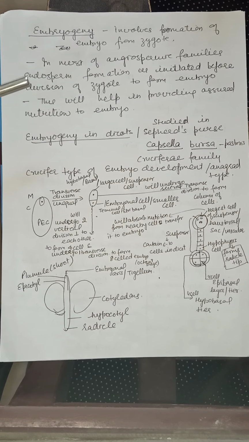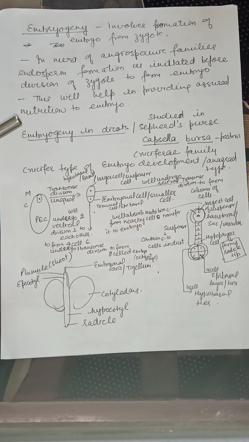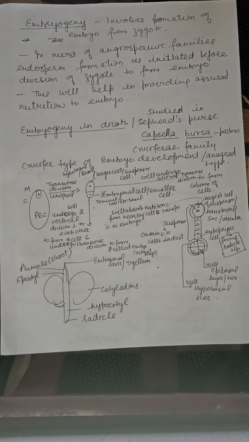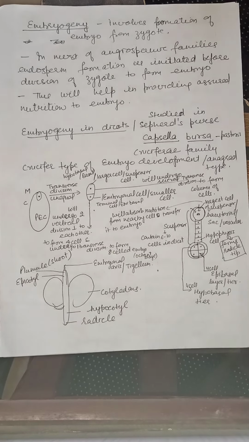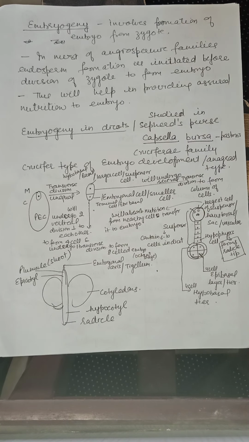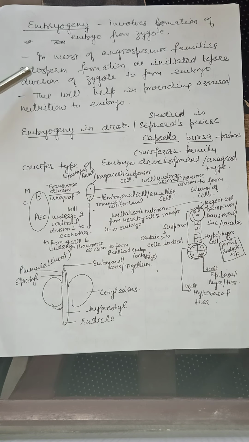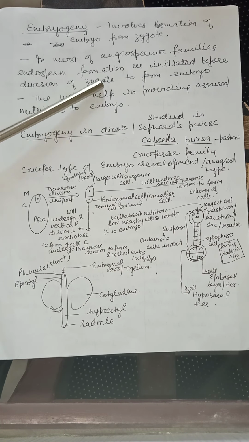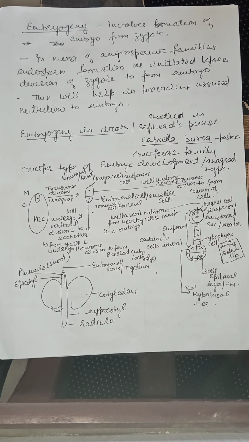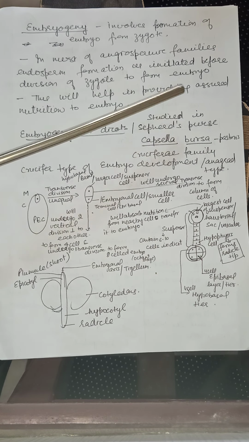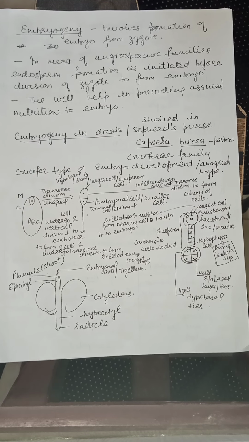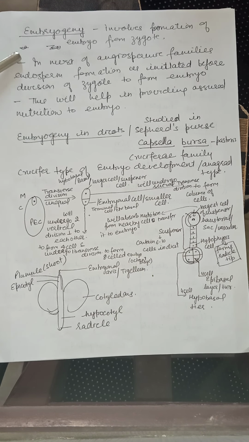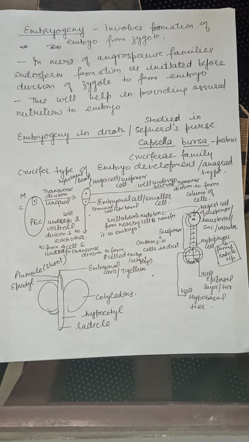See students, we have discussed earlier that endosperm formation precedes the embryo formation. Why is it so? Because formation of embryo needs nutrition and that nutrition is provided by the endosperm. So in most angiospermic families, endosperm formation is initiated before division of the zygote to form the embryo. This will help in providing assured nutrition to the embryo. This line is written in NCERT and this question also comes in the board exams.